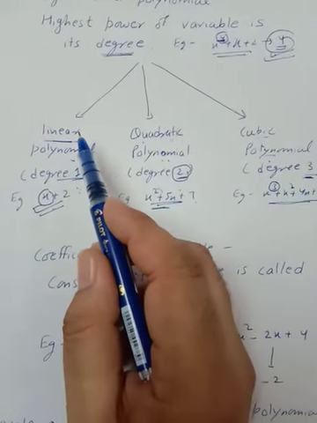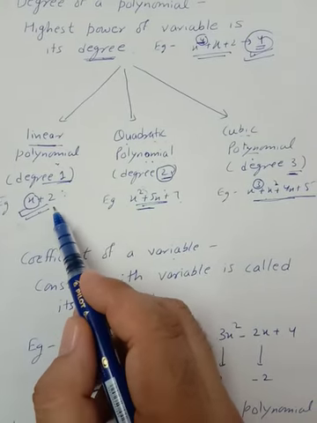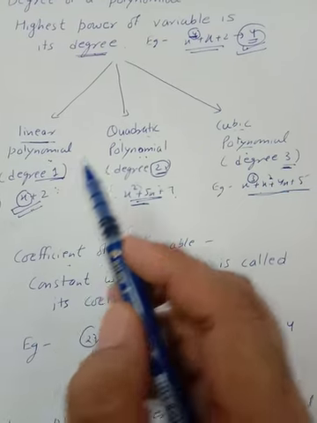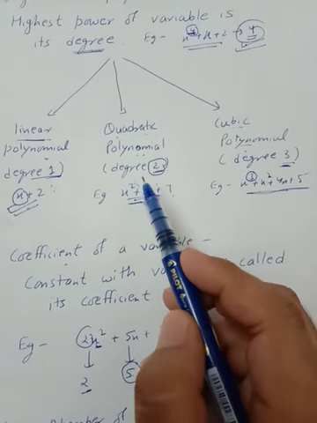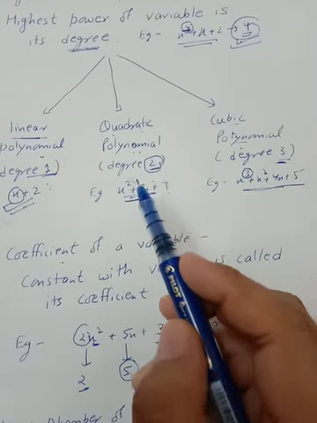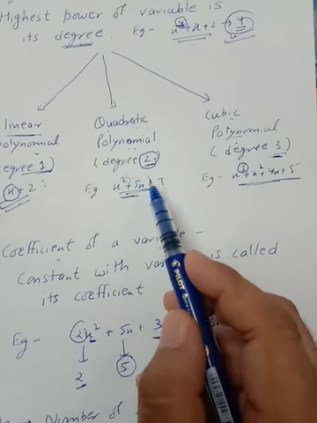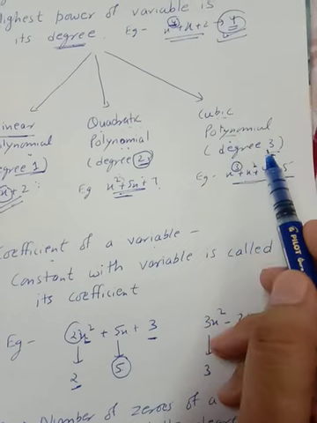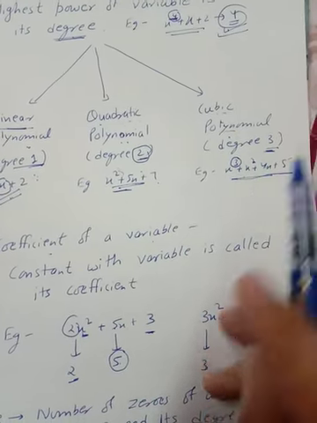First of all, the linear polynomial in which degree is 1. For example, x plus 2, here highest power is 1, so it is a linear polynomial. Next is the quadratic polynomial in which your degree is 2, means highest power is 2. For example, x square plus 5x plus 7. And next is the cubic polynomial in which degree is 3, it means the highest power here is 3.